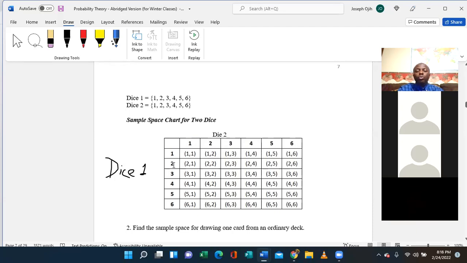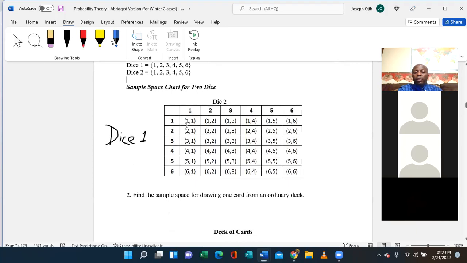Or it might be that 2 showed up in dice 1 and 1 showed up in dice 2, so you have 2, 1. Then 2 showed up in dice 1 and 2 in dice 2, so you have 2, 2. Or 2 in dice 1 and 3 in dice 2, so you have 2, 3. It continues like this until you get to the 6th number.